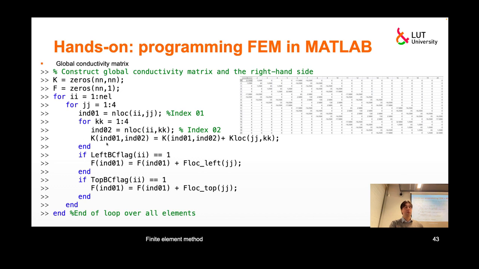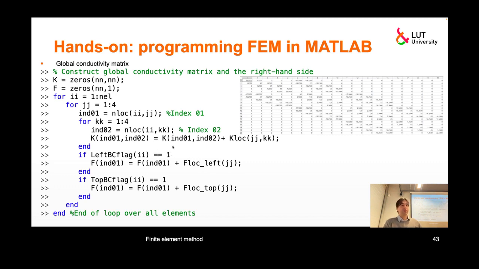And then we use these two numbers of nodes to identify position in the global matrix. So the global matrix has dimensions of number of nodes by number of nodes. And we use these two values to identify a certain position in a global matrix. This is how the global matrix will look when you do this set of loops.